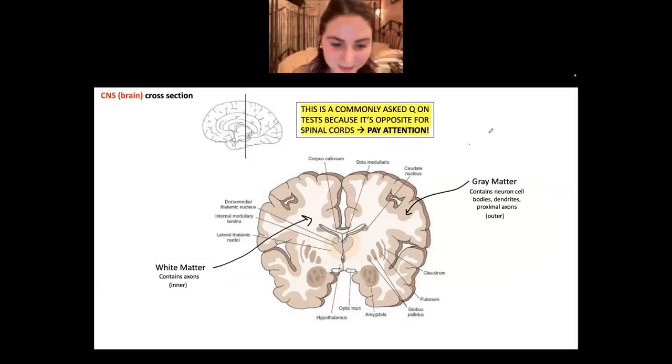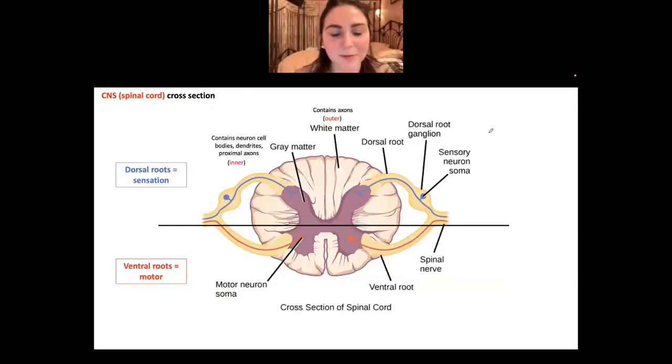Because it just is, because why not? So pay attention to this, because sometimes they'll have you identify white matter versus gray matter. They'll ask you, oh, this is a white matter tract or something like that. And kind of what I was doing earlier, it's like, where's the location of it? So white matter's on the inside, gray matter's on the outside when it comes to the brain.